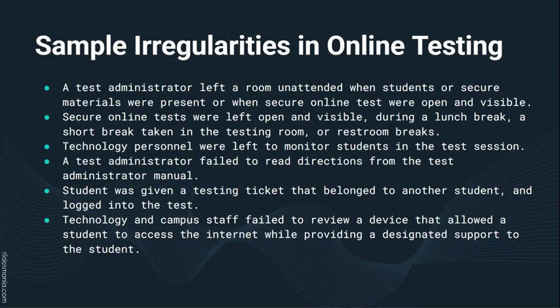Some of the most common irregularities include a test administrator leaving a room unattended when students or secure material are present, and secure online tests being open and visible. Secure online tests were left open and visible during a lunch break, a short break taken in the testing room, or a restroom break. Technology personnel were left to monitor students in the testing session. A test administrator failed to read directions from the test administrator manual. Students were given a test ticket that belonged to another student and logged into the test. Technology and campus staff failed to review a device that allowed a student to access the internet while providing a designated support to the student.